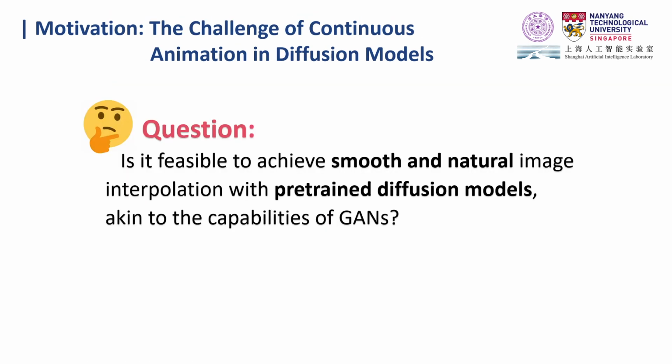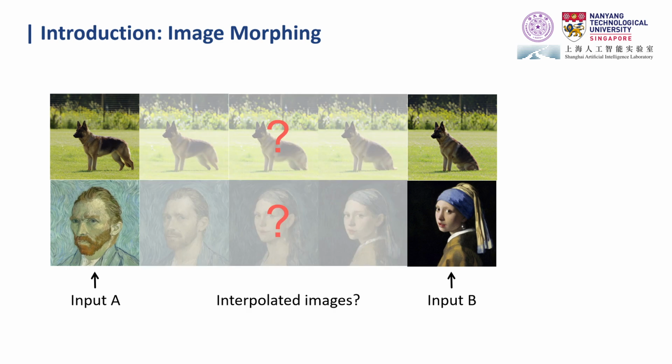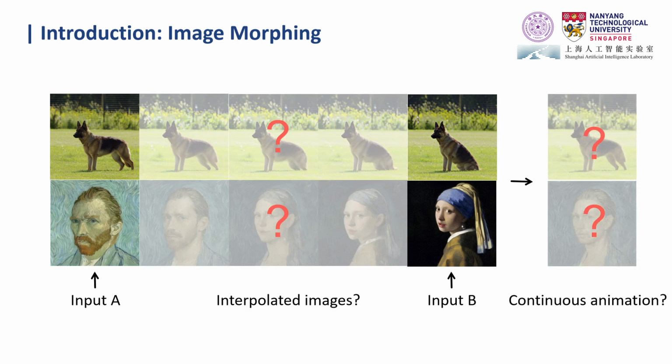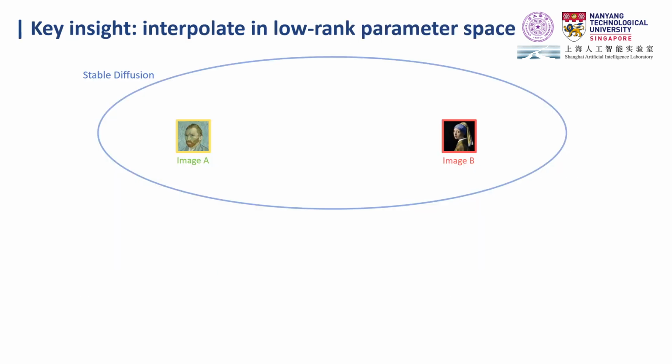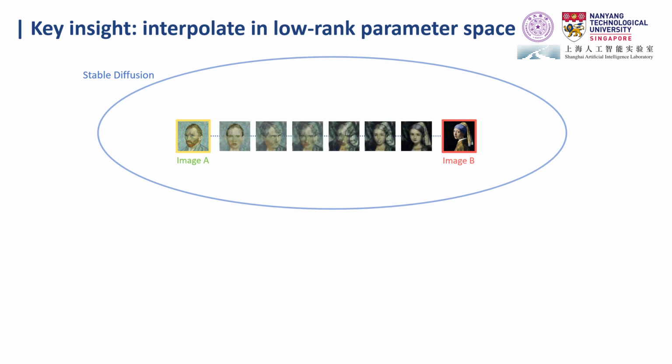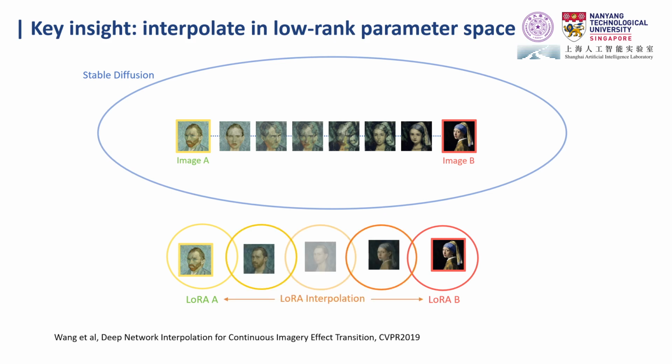In our work, we are interested in the question: is it feasible to achieve smooth and natural image interpolation with diffusion models akin to the capabilities of GANs? The solution to this problem will immediately serve as a general image morphing approach with many downstream applications such as novel content creation, visual effects in movies, and so on. Since the latent space in diffusion models is non-interpretable, our key insight is to create smooth and semantic transition via interpolation in the low-rank parameter space.